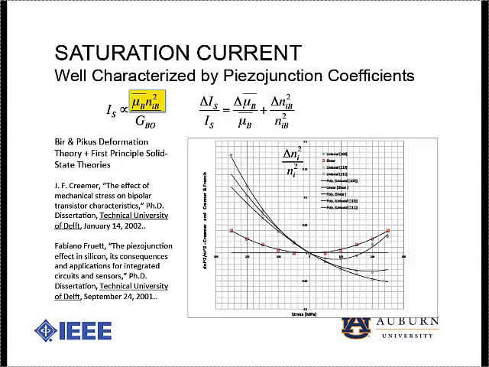If we look at the fractional change in that, you get the fractional change in mobility and the fractional change in Ni squared. We'll talk about the mobility more as we go. These are our plots of simulations using the Beer and Picus deformation potential theory along with first principle solid state theory to generate what appears to be an excellent prediction of what the variation of Ni squared is. And it characterizes very well these piezo junction coefficients.